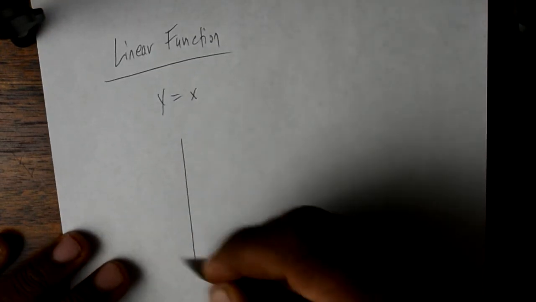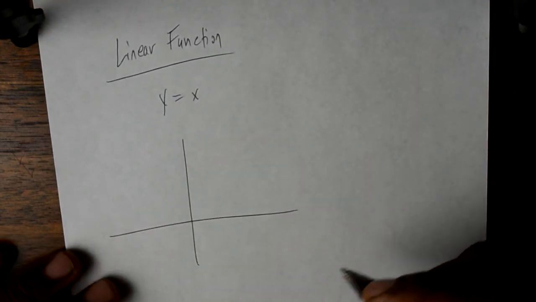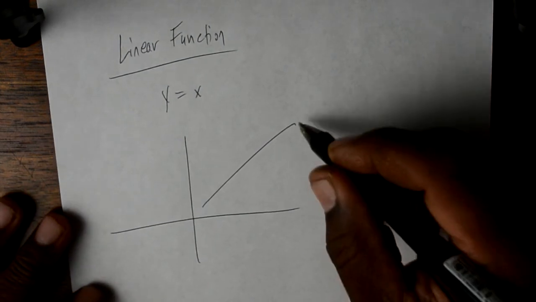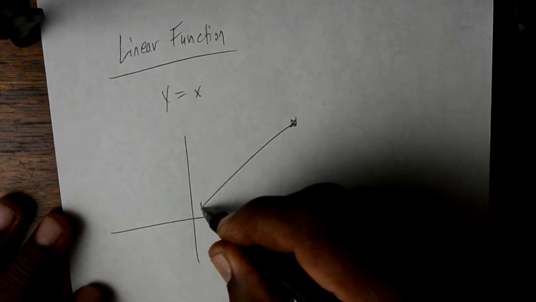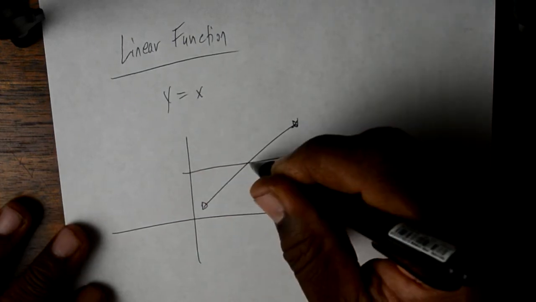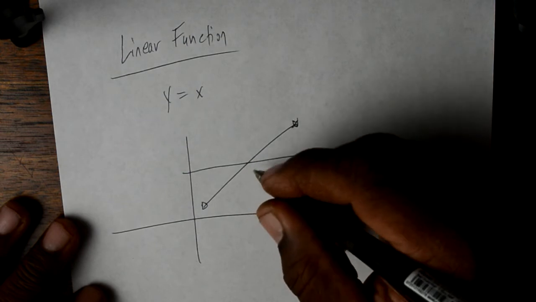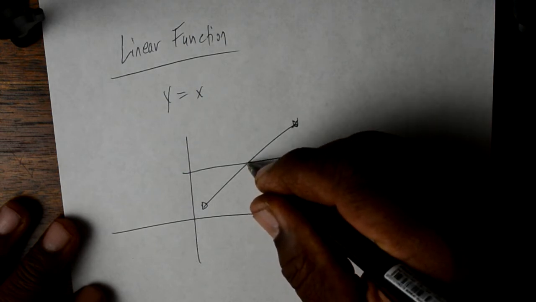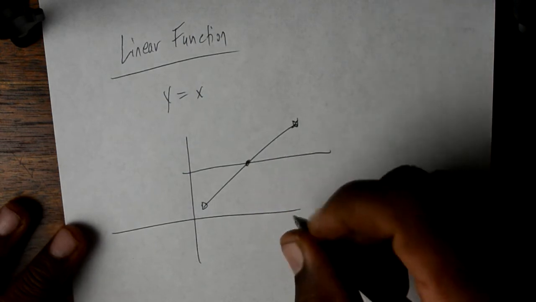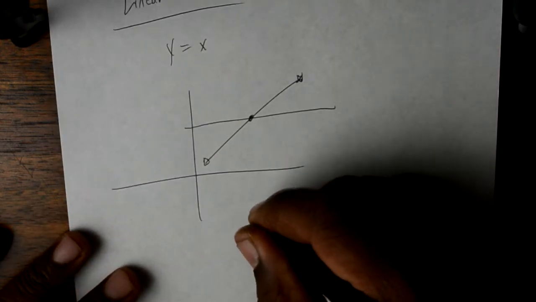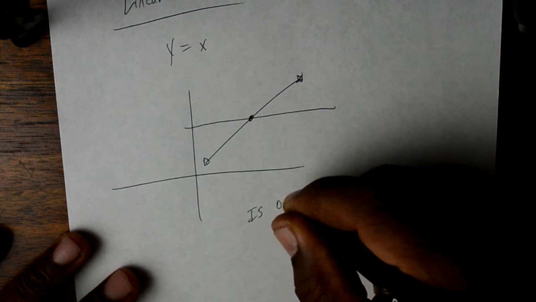So if we take a look at the function y is equal to x on a graph, and here's a basic sketch of a linear function, we'll notice that if we apply a horizontal line test, which is a horizontal line, and we notice that there's no more than one point of intersection, this function would pass a horizontal line test. So any linear function is one-to-one.